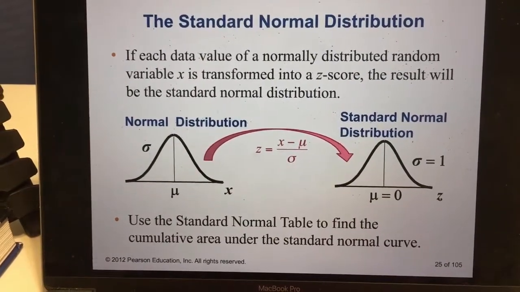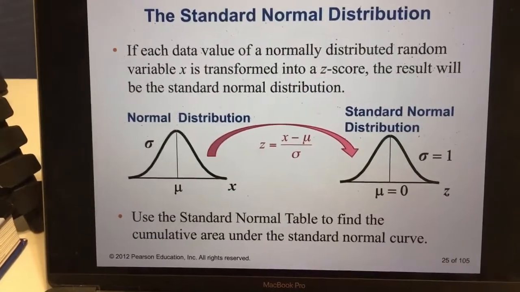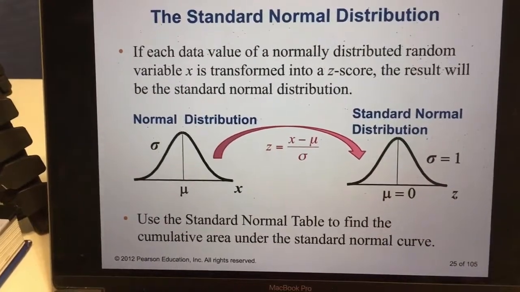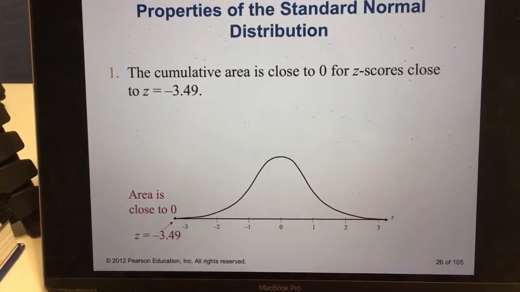Use the standard normal table to find the cumulative area under the standard normal curve, and the cumulative area is also the probability, which we'll be talking about quite a bit.